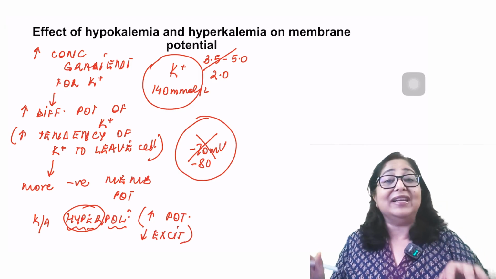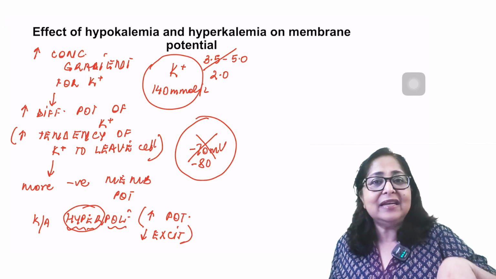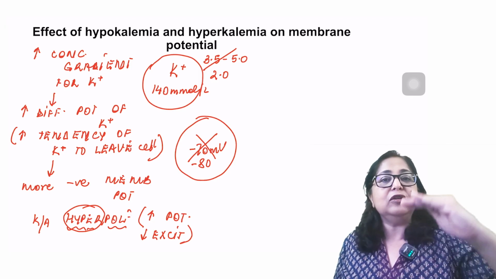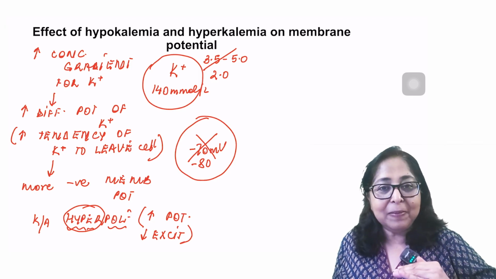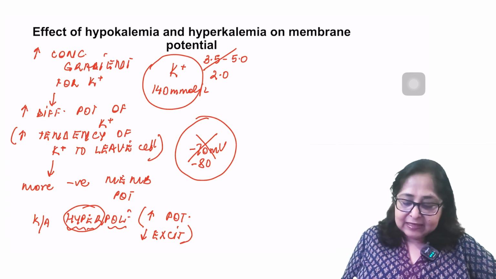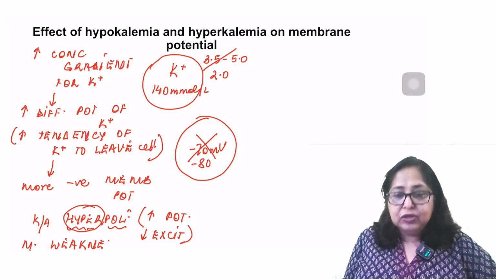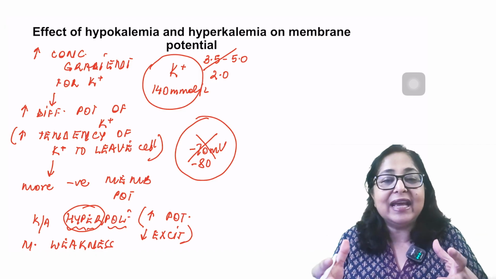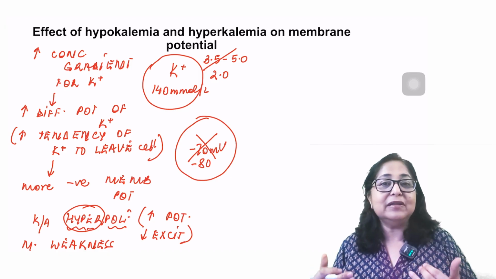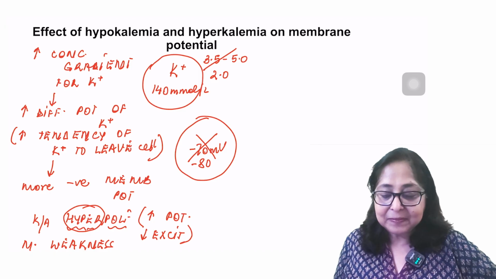And what will happen to the excitability? Excitability will be reduced. It is difficult to excite the cell. I now need a stronger stimulus to take the potential of the cell from RMP to threshold. Have you got my point? One of the important symptoms in a patient of hypokalemia is muscle weakness. Why muscle weakness? Because neurons and muscles are the two excitable cells in the body. Now, these are hyperpolarized, the excitability is less, so it results in muscle weakness.